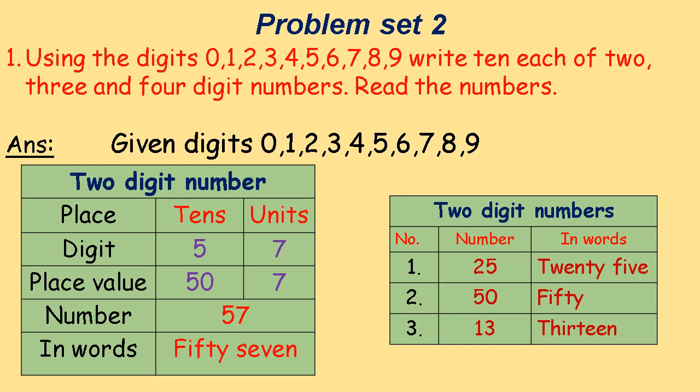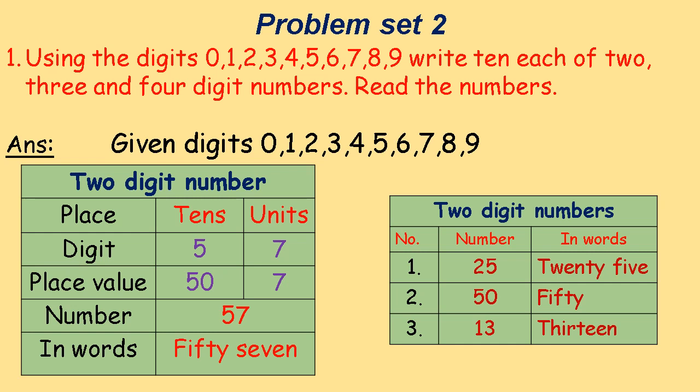Let us start with problem set 2. Question number 1 is using the digits 0, 1, 2, 3, 4, 5, 6, 7, 8 and 9, write 10 each of 2, 3 and 4 digit numbers. Read the numbers. Here given digits are 0 to 9.